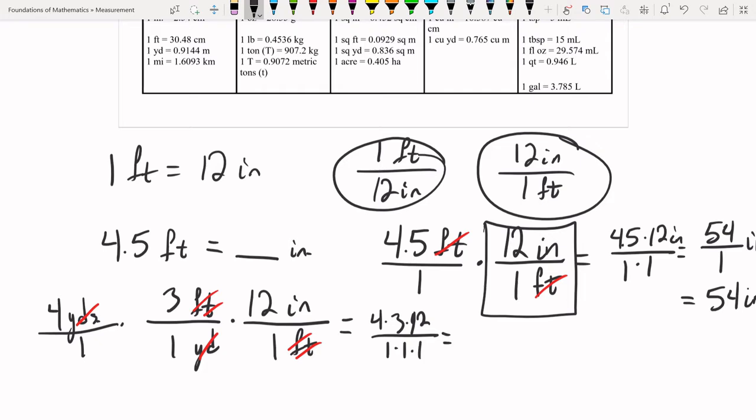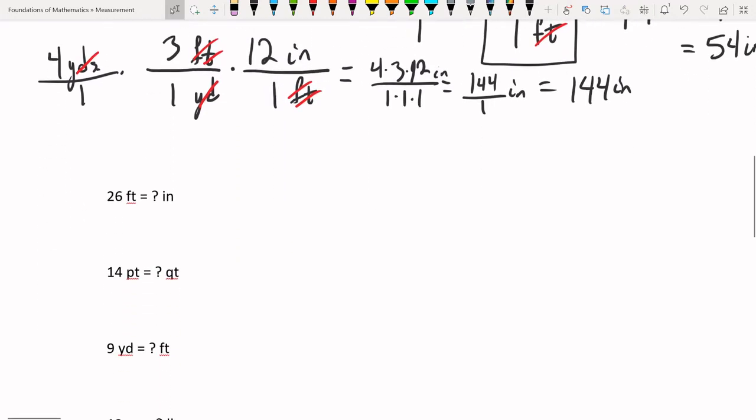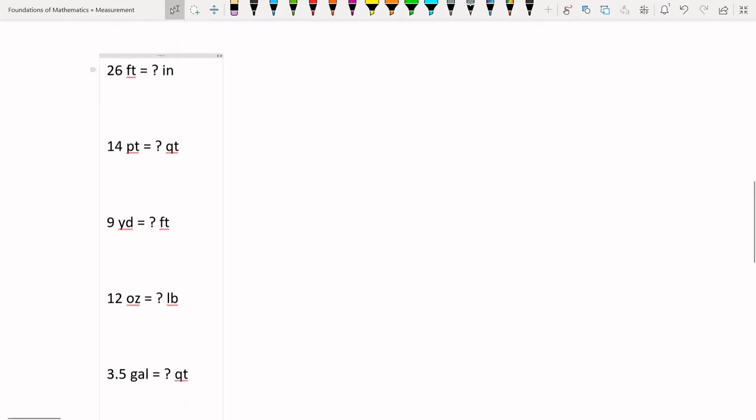4 times 3 is 12. 12 times 12 is 144 over 1. These are, of course, in inches. That's the only unit that's left. And this gives us 144 inches. So we've converted 4 yards into inches by doing 2 unity conversions: the first between yards and feet, and the second between feet and inches. Okay, let's just try this out with some problems here and see how it goes.